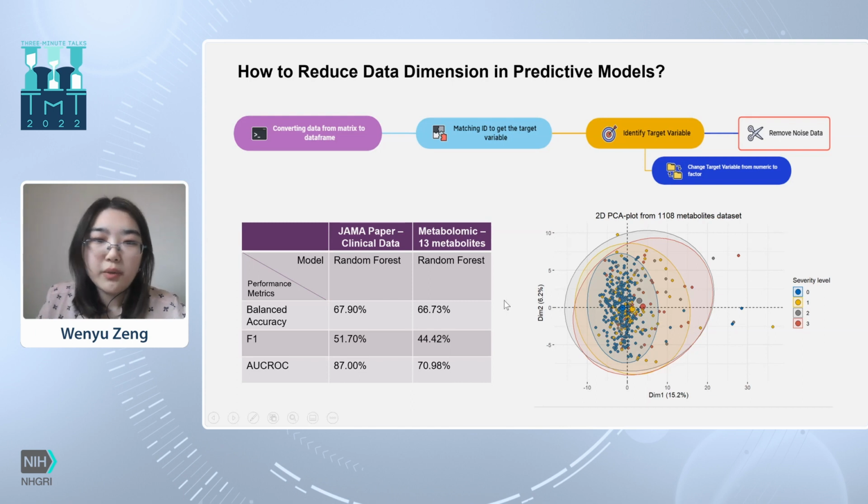And then we also show it by building a random forest model. Over here, even though our performance matrix is a bit lower compared to a published paper where they used clinical data, our results aren't that bad, especially if we look at the balanced accuracy. And one thing to note is that we only use 13 metabolites. So compared to the original 1108 metabolites in the full data set, we definitely help reduce data dimension. And this is the best model that we have achieved so far.